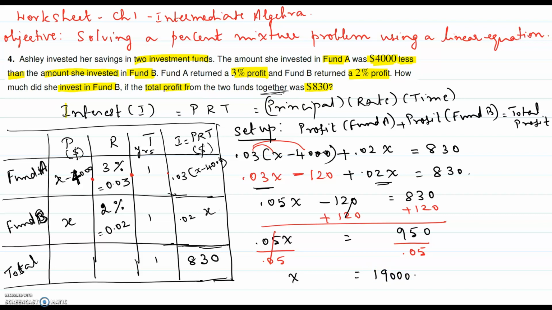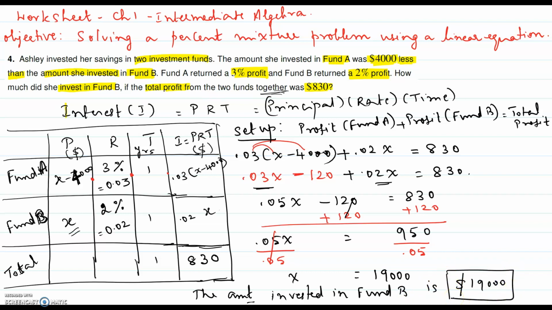In a word problem, we should always interpret what the variable is. The question is asking us to find how much she invested in Fund B. Fund B represents the x number of dollars. So here we get 19,000. So interpret that and write in words: the amount invested in Fund B is $19,000. Hope this video helps.